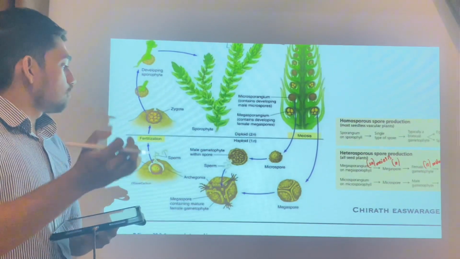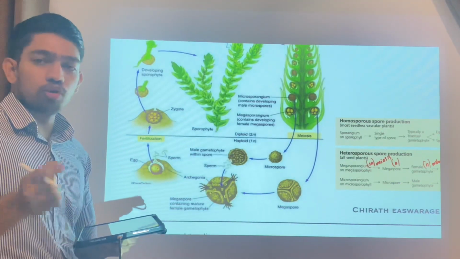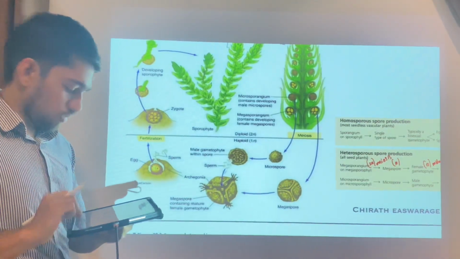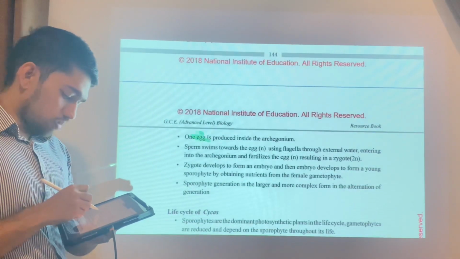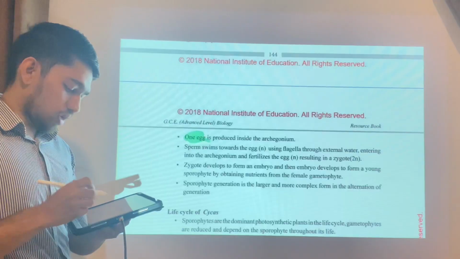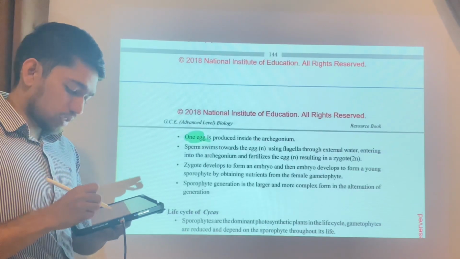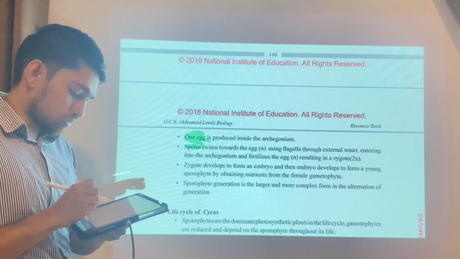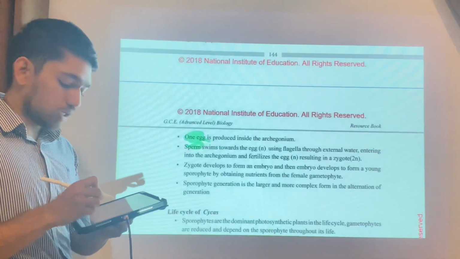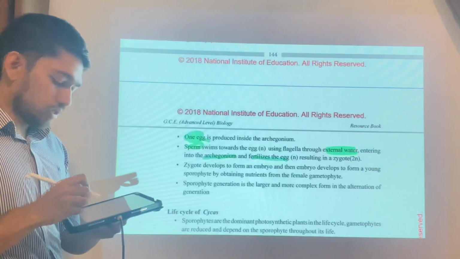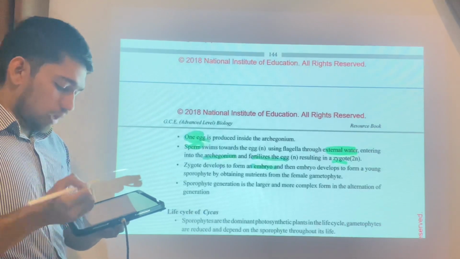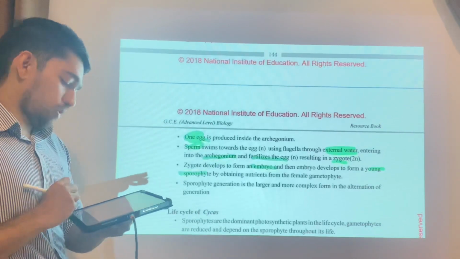So it has to be well within the female gametophyte in order to provide good protection, right? Then we know inside each archegonium one egg is produced. Then, because this is external fertilization, the sperm will swim towards the egg using external water, enter the archegonium and fertilize the egg. The zygote will develop into an embryo, and the embryo will develop into a young sporophyte.